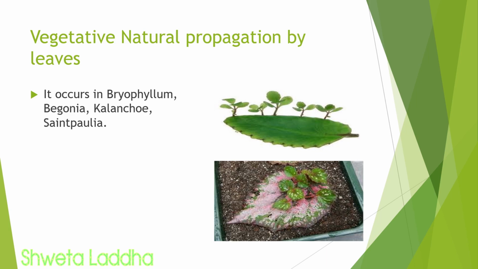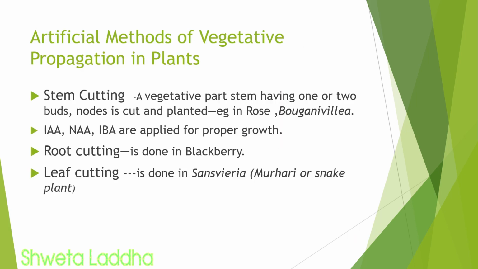Similarly, vegetative natural propagation occurs in leaves of begonia, which you can see in the second picture. So with this, we have completed all the natural methods of vegetative propagation in plants. Now let us start with the artificial, that is man-made, methods of vegetative propagation in plants. The first type we will study is stem cutting, which we have been practicing since ancient times.